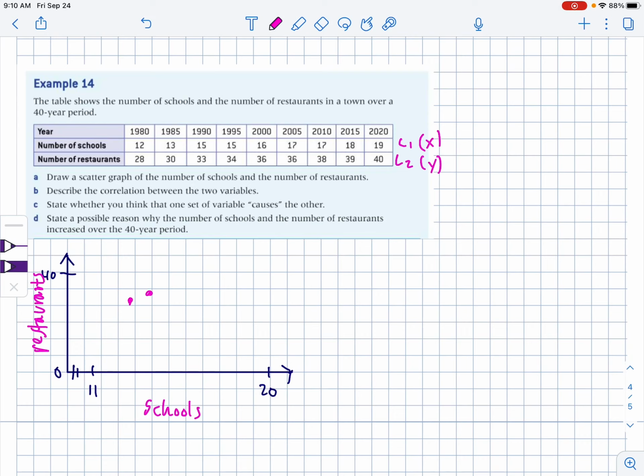Okay, the scatter plot looks something like this. So, describe the correlation between the two variables. I think this is a strong positive. Yeah, do they agree? Oh, yeah, strong positive correlation.